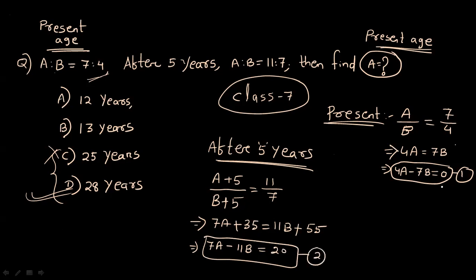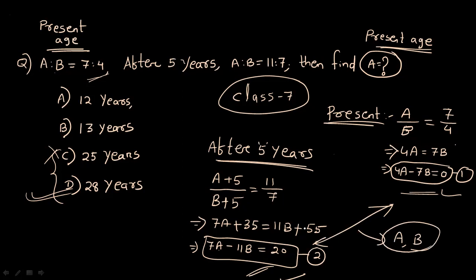So how many equations have we got? Equation 1, equation 2. So in total we have 2 equations. And how many unknowns do we have? A and B. So we got 2 equations and 2 unknowns. Just solve these 2 equations and we will get the value of A and B. Okay. But this is a conventional method.